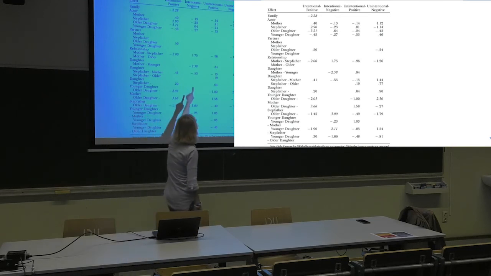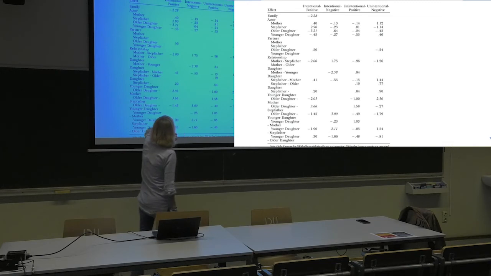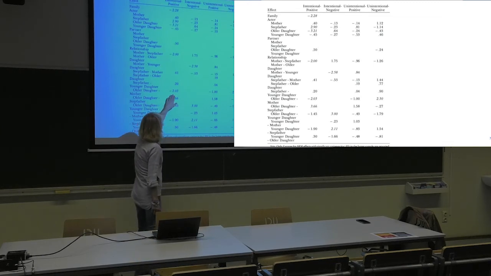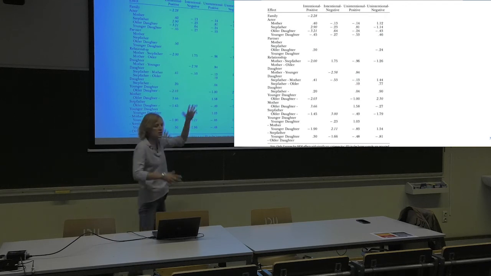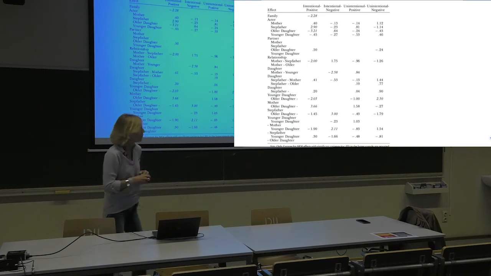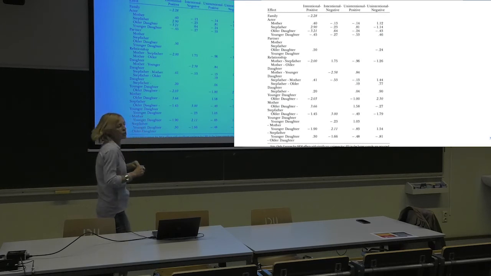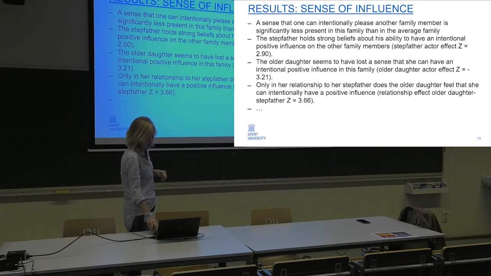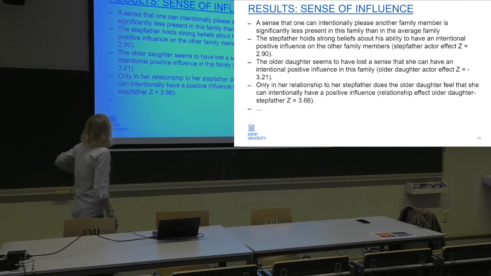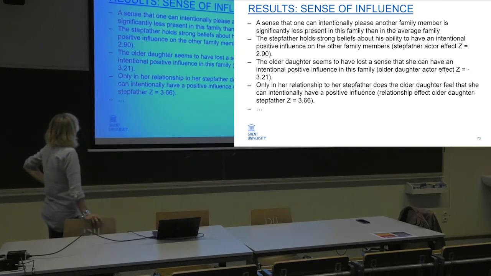Also, the mother towards the daughter is another one, and here the younger daughter, older daughter. And here the stepfather, older daughter, but then the negative. So you see all these different extreme scores, like we call them, because there are Z scores above 2 or minus 2. So what did you see?